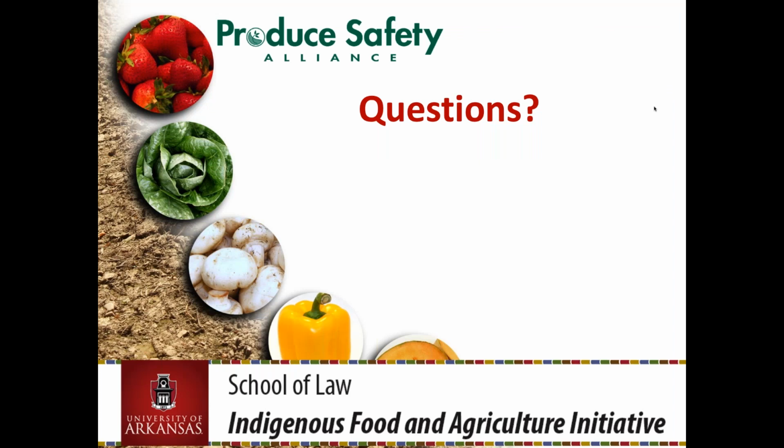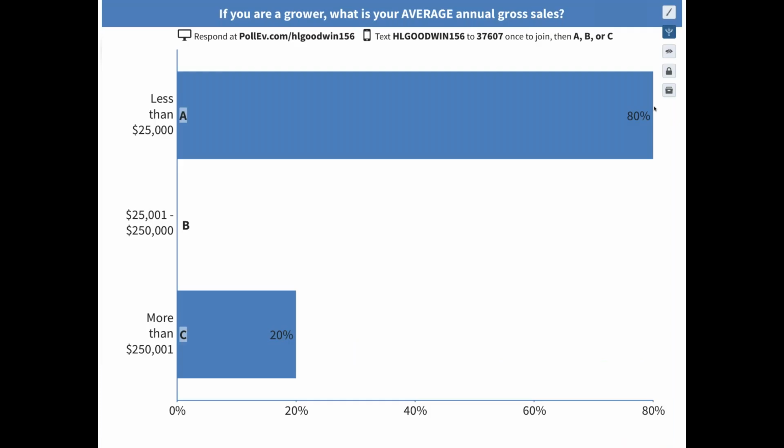So we are. Go ahead, HL. I just want to add that last question about the sales overlays exactly the compliance dates for FSMA. Those are the 3 categories: compliance in January 26, 2018 for more than 250,000, 2019 for 25 to 250,000, and 2020 for less than 25,000. So that's where those groupings came from.